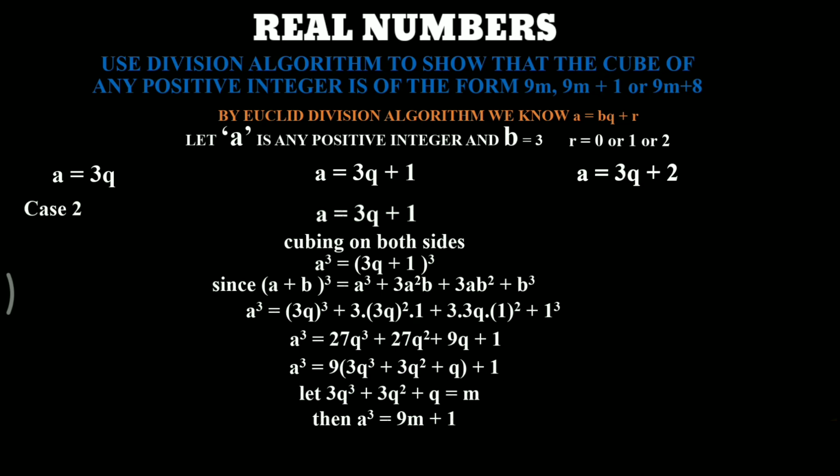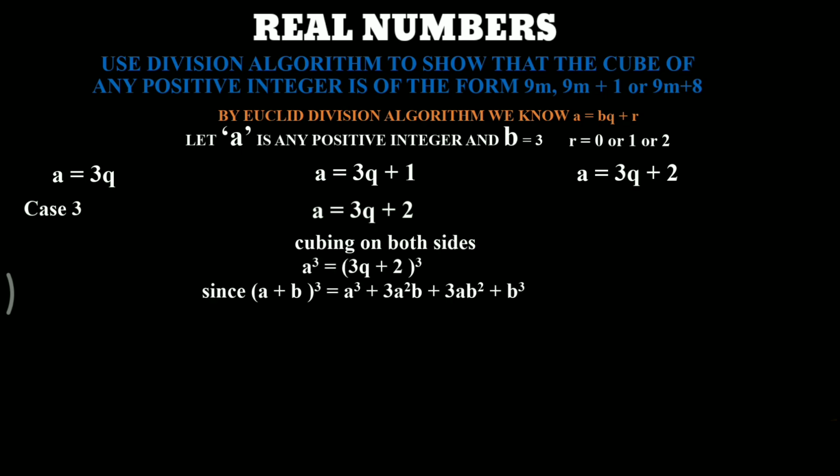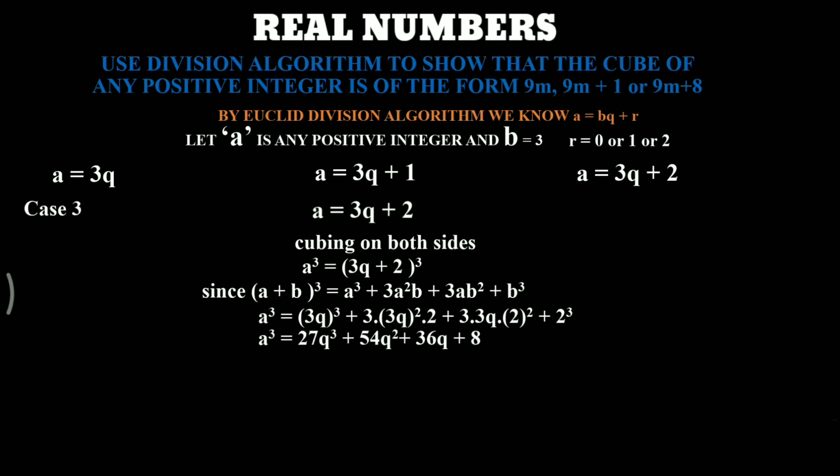Now I am going to solve the third case. What is the third case? a is equal to 3q plus 2. Again, according to the question, we have to cube it. So I am going to cube it. Again, I am going to apply the same formula for a plus b whole cube. If I expand, I will get 3q whole cube plus 3 into 3q whole square into 2 plus 3 into 3q into 2 square plus 2 cube. Further, if I simplify, I will get 27q cube plus 54q square plus 36q plus 8.